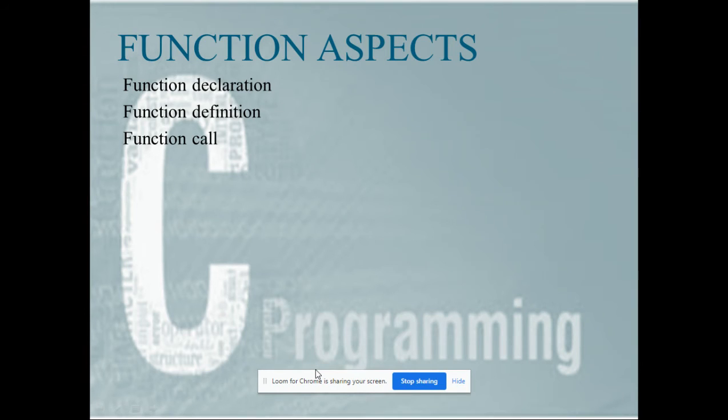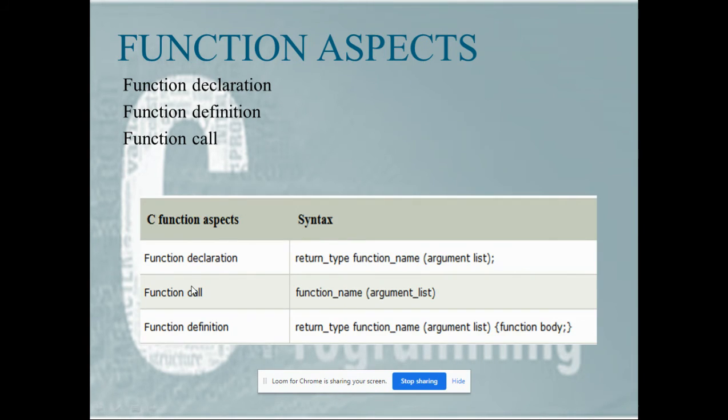So these are the different function aspects we have. One is our function declaration, function definition, and function call. So what is a function declaration? Declaration is nothing but you are going to declare the function. That is, you are first declaring, yes, this is the name of a function. And then you are going to define it.